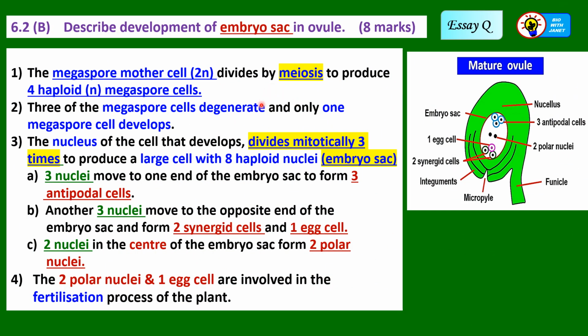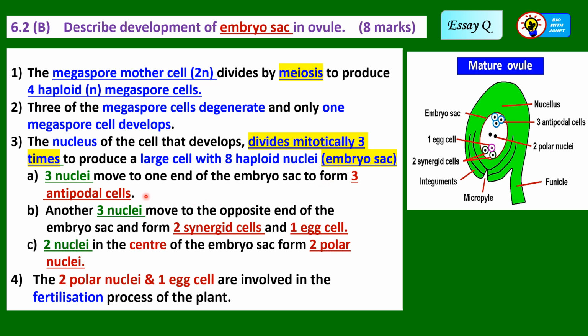Now these are the notes for the discussion on development of embryo sac in ovule. Describe development of embryo sac in ovule, 8 marks. So let's read through very quickly. The megaspore mother cell, which is diploid, divides by meiosis to produce 4 haploid megaspore cells. 3 of the megaspore cells degenerate, and only 1 megaspore cell, which is haploid, develops. The nucleus of the cell then divides mitotically 3 times, not just once, 3 times, to produce a large cell with 8 nuclei. So this large cell is called the embryo sac.